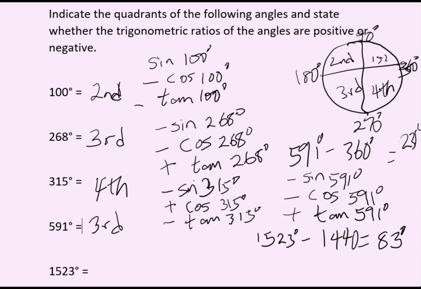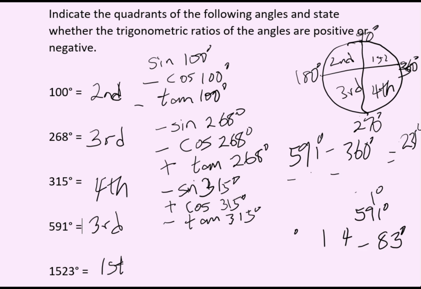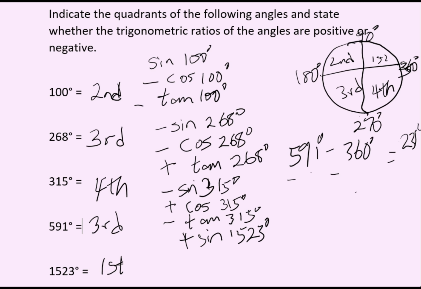And 83 degrees falls into the first quadrant. It falls between 0 degrees and 90 degrees. That's the first quadrant. So 1523 degrees falls into the first quadrant. Now let's find the trigonometric ratios of the angle. For the first quadrant, all the trigonometric ratios are positive. So we have plus sine 1523 degrees, plus cos 1523 degrees, and plus tan 1523 degrees, and that's it.